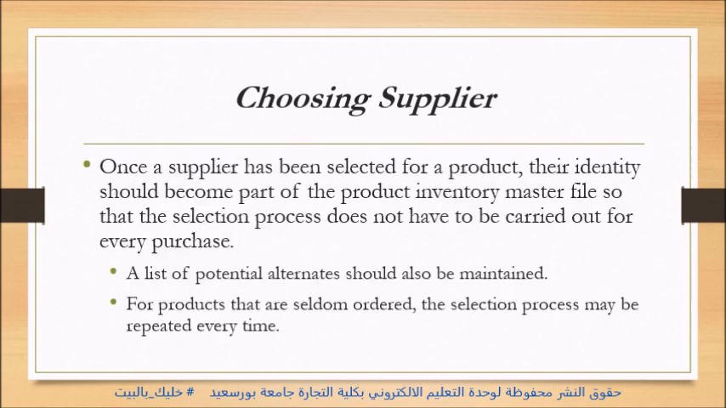Once a supplier has been selected for a product, their identity should become a part of the product inventory master file, so that the selection process doesn't have to be carried out for every purchase. A list of potential alternatives should be maintained for products that are seldom ordered. The selection process may be repeated every time.